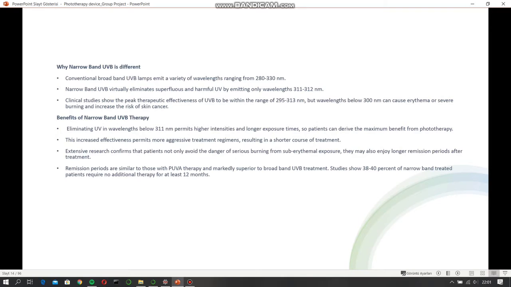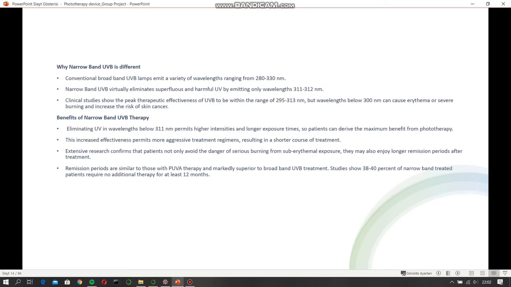wavelengths below 300 nanometers can cause erythema or severe burning and increase the risk of skin cancer. Also, there are some benefits for narrowband ultraviolet therapy. Eliminating the ultraviolet in wavelengths below 311 nanometers permits higher intensities and longer exposure time, so the patients can derive the maximum benefit from the phototherapy. Also, it increases the effectiveness and permits more aggressive treatment regimens, resulting in a shorter course of treatment.